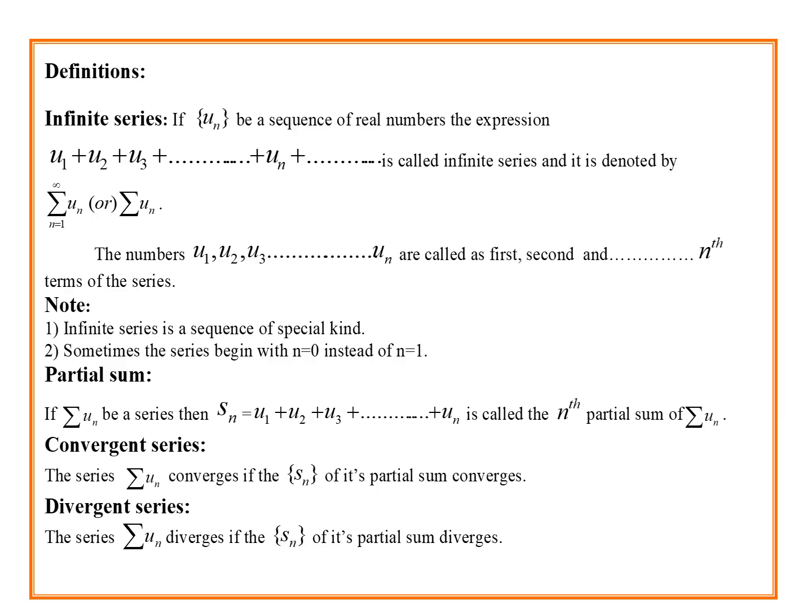Now next one, partial sum. If sigma un is a series, then Sn is equal to u1 plus u2 plus u3 plus so on plus un, and it is called the nth partial sum of sigma un. Next one, convergent series. The series sigma un converges if the sequence Sn of its partial sums converges. Divergent series. The series sigma un diverges if the sequence Sn of its partial sums diverges.